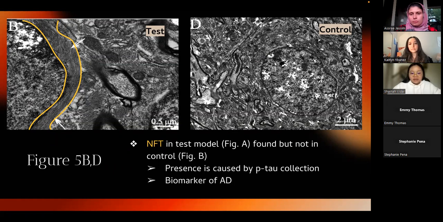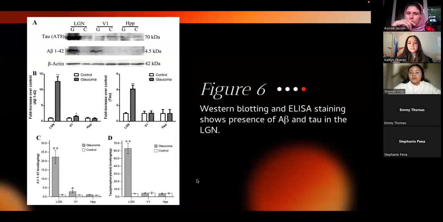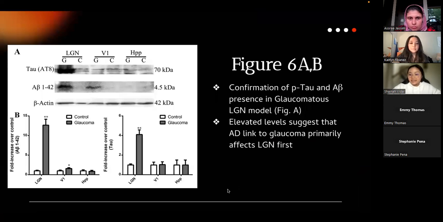When we take a look at the next figure, which is figure 6, we go through some quantitative testing to confirm what we're viewing qualitatively in terms of our imaging that we've previously done. Figure 6 actually uses a Western and an ELISA test, but for this section, I wanted to focus mainly on the Western, essentially because the ELISA is confirming what we've already seen within the Western. Starting with figure A here, we're taking a look at the presence of these proteins within 3 sections of our brain, starting with the LGN, our visual cortex, and then our hippocampus.